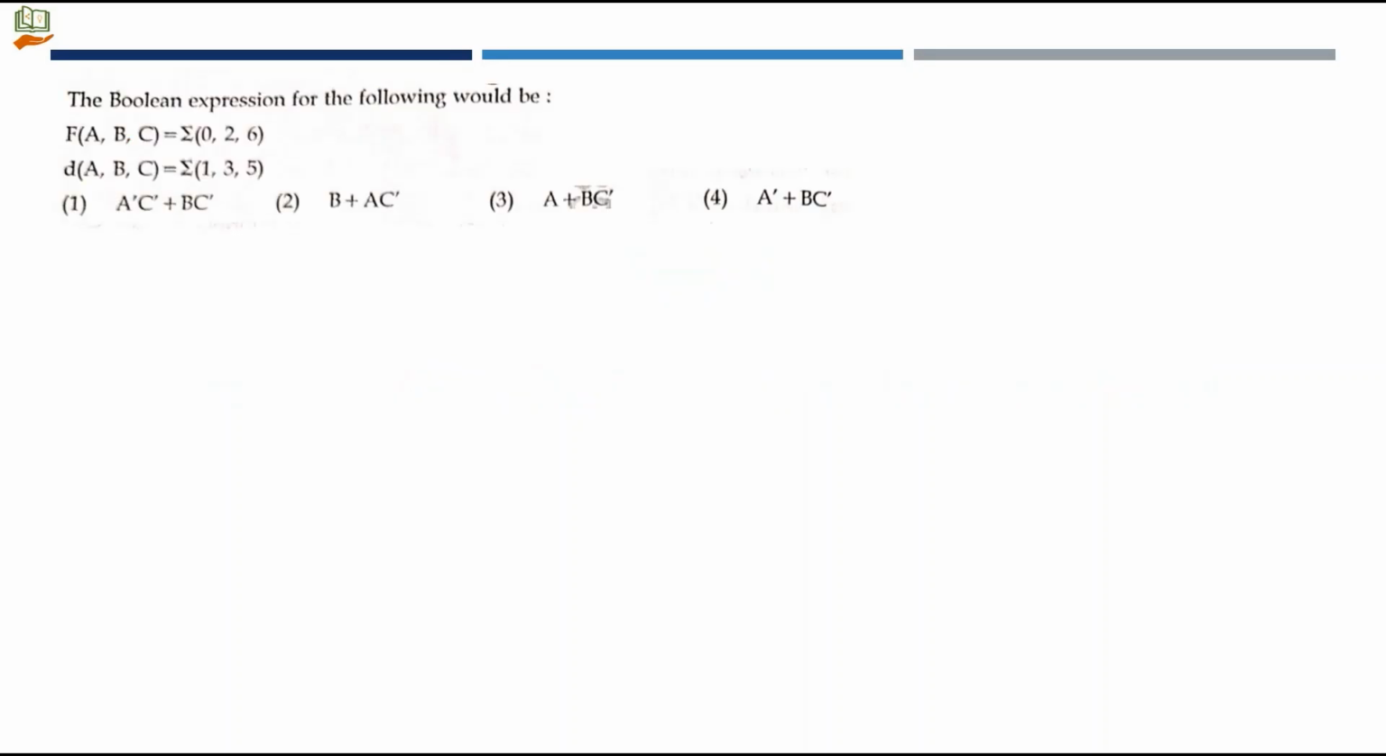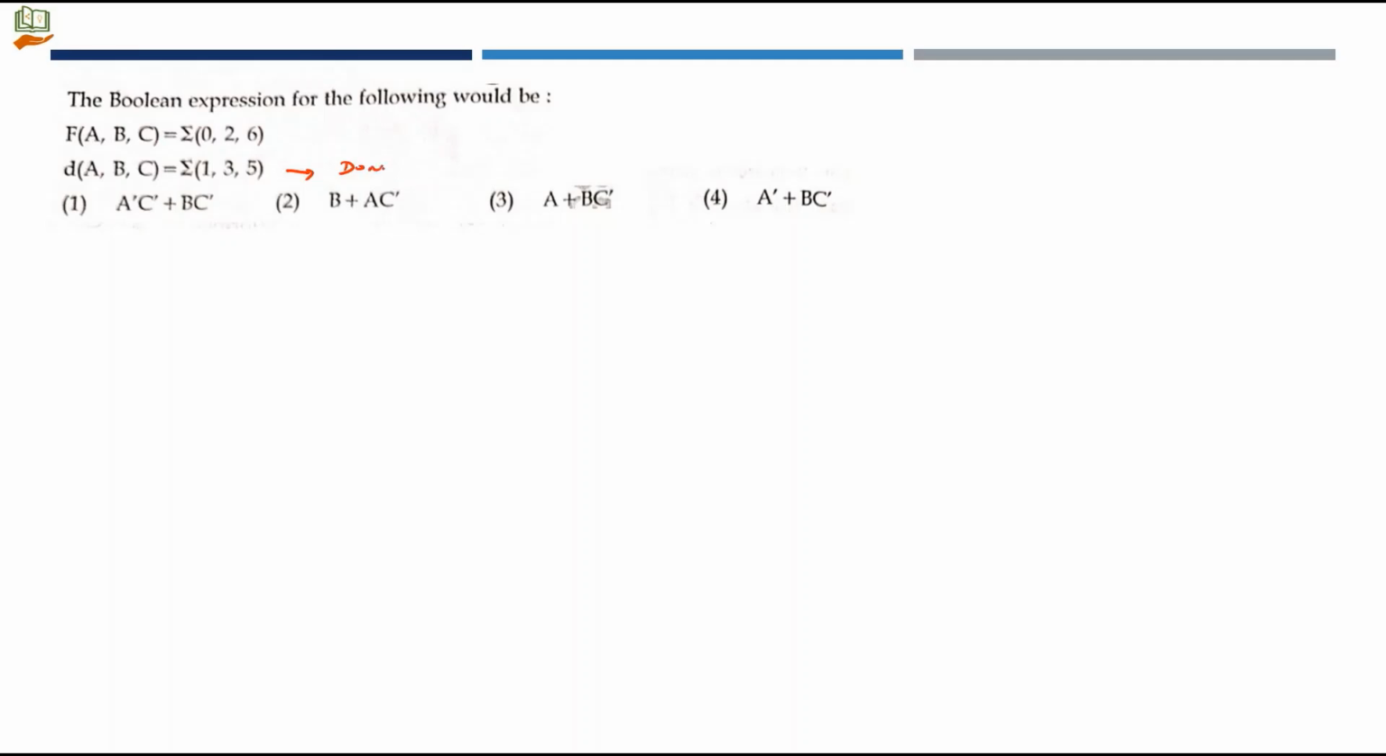Let's solve Unit 1 Discrete Structures and Optimization questions. The Boolean expression for the following would be, they have given a function f of a, b, c. It means there are three variables here. What is this d of a, b, c? This denotes the don't care condition.